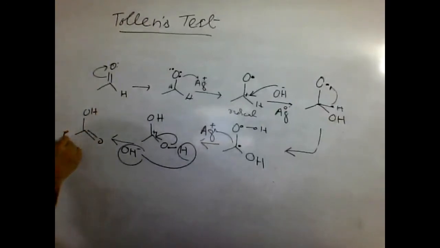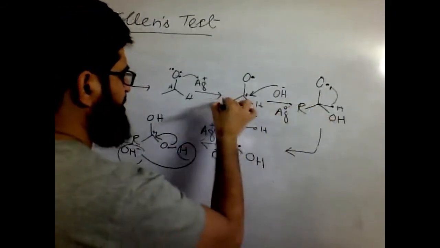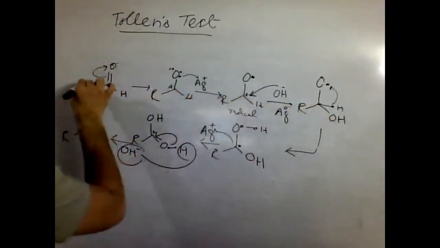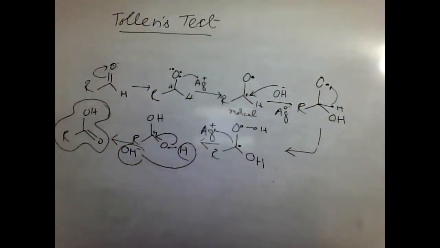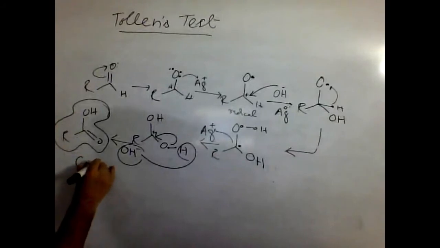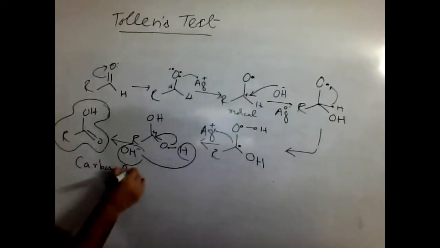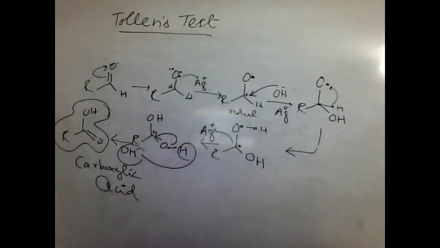So here is our R. This is how, as a result, we have received the carboxylic acid. This is called carboxylic acid.